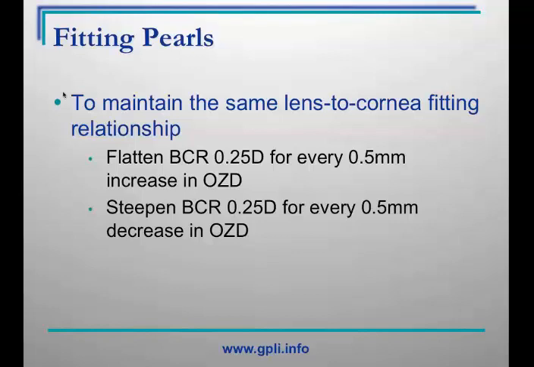And it's also important to remember that if you have a patient where you have a good fitting relationship, but for example they have a large pupil, so you want to increase the overall diameter, increase the optical zone diameter, you'll need to flatten the base curve radius accordingly for increasing the optical zone diameter, and vice versa if you want to decrease the diameter and the optical zone diameter.